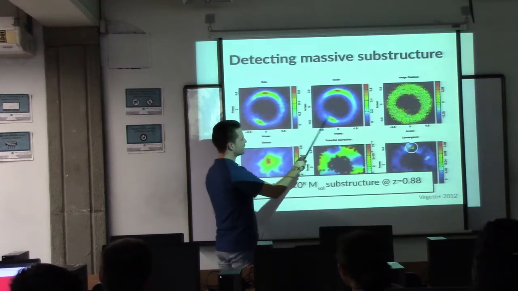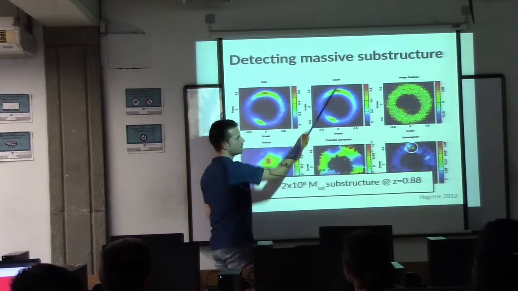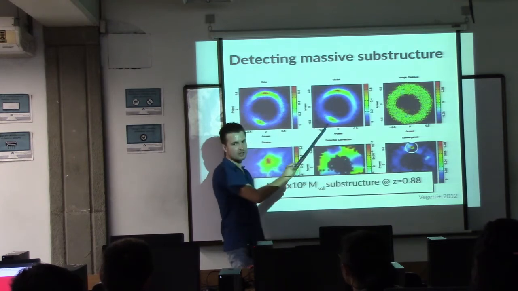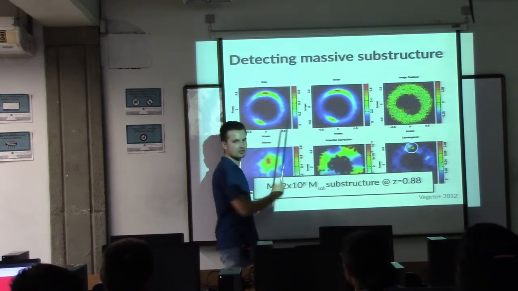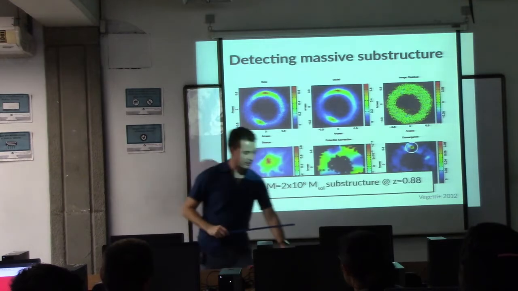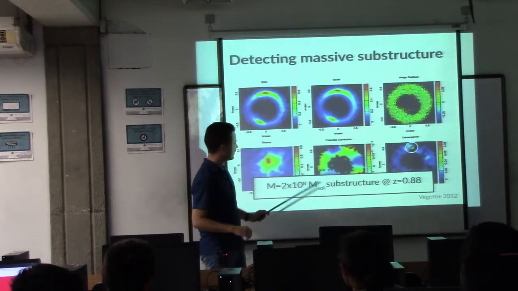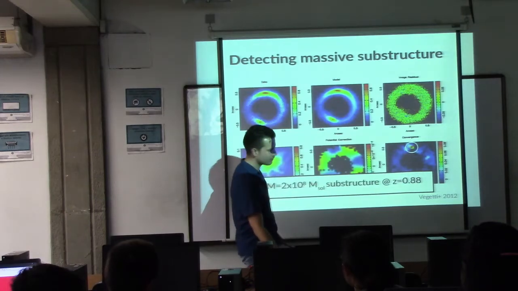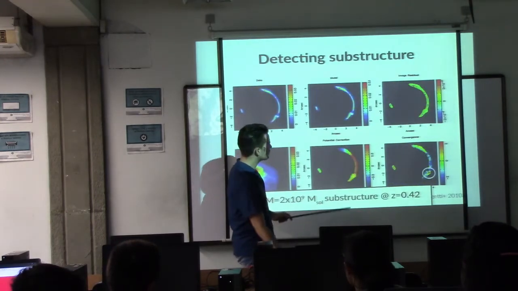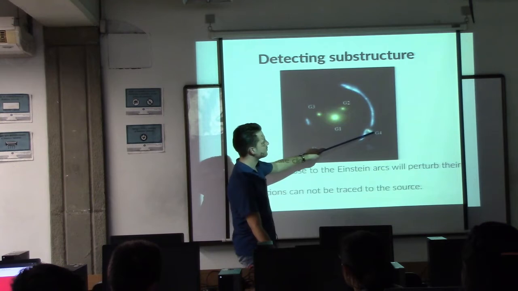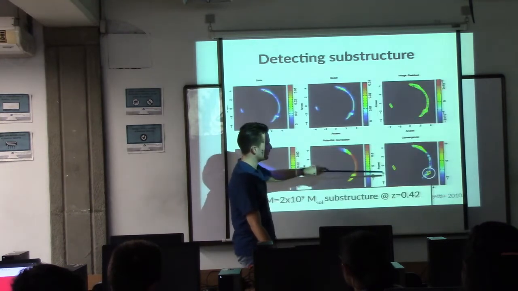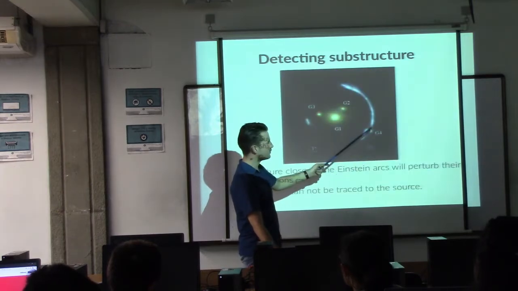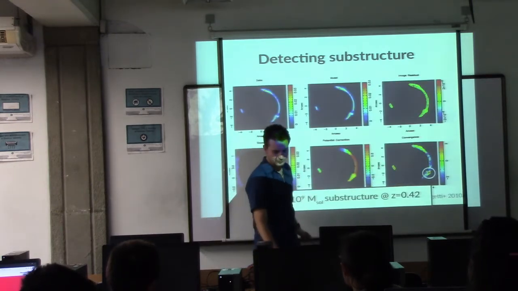If there is a structure in the source, it will be shown in both images. But if there is some perturbation due to the lens structure, it will happen in one of these two images only. And so she found a 2 times 10 to the 8 solar mass substructure in a redshift 0.9 galaxy in 2012. She also, before that, reanalyzed this galaxy to make sure the technique works, and indeed, you find a substructure over here. I mean, we knew it was there, but it's good to know that it works.